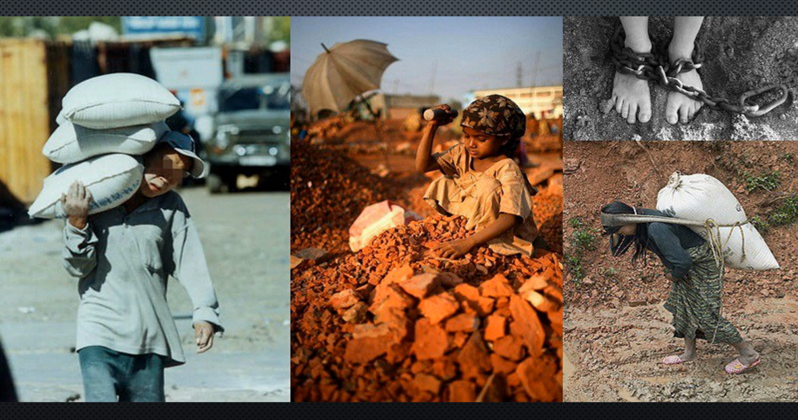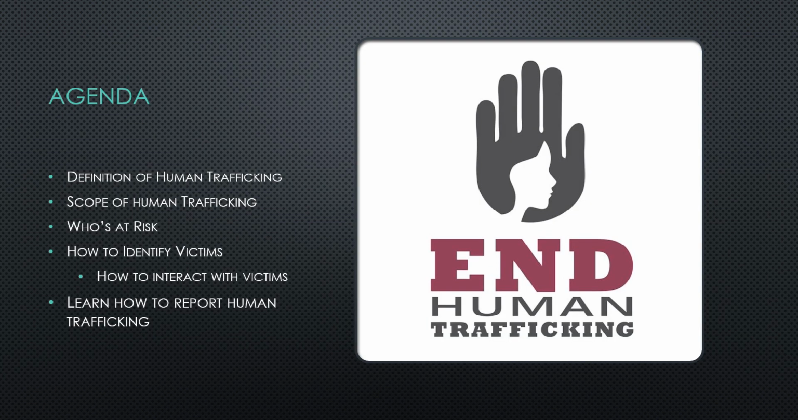One of the reasons human trafficking has been able to grow so big and is so difficult to really understand is because it's a very diverse problem and can look very different in different areas. And that's why I think it's so important to learn more about this topic. We'll start by looking at the definition of human trafficking, looking at the scope of human trafficking, who's at risk, how to identify victims, and learn more about how to report human trafficking once we identify a victim.